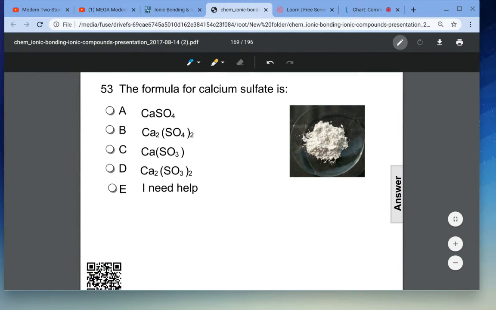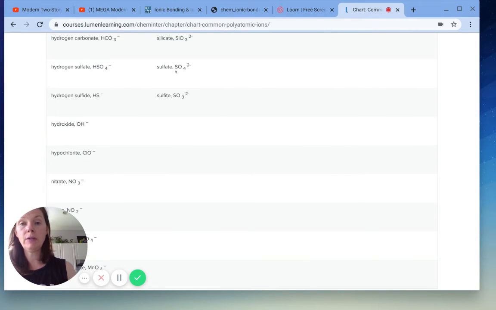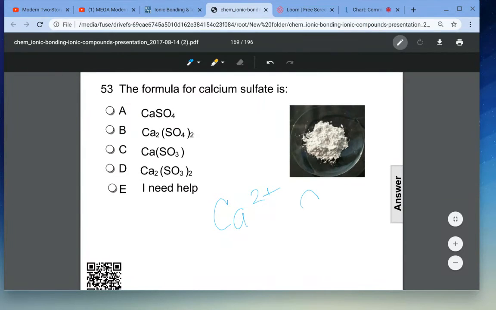Calcium sulfate. So use your periodic table. Calcium is in group 2, so it'll have a 2+ charge. Sulfate, use your chart. So sulfate right here, SO4 has a 2- charge. SO4, 2-. Okay, we're going to crisscross. Should be an easy one. Go for it.